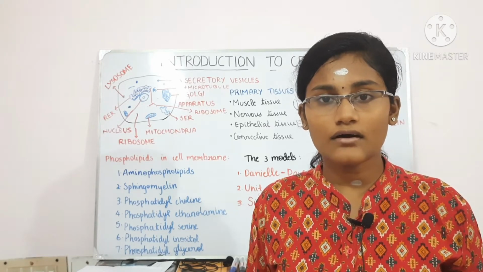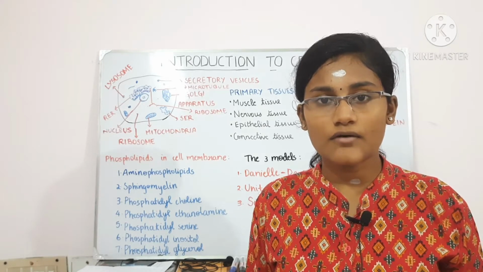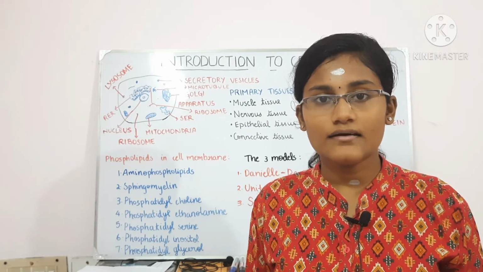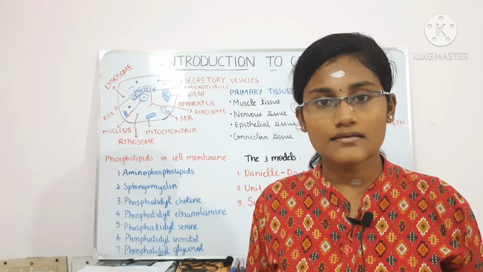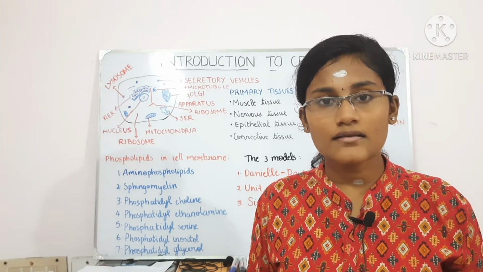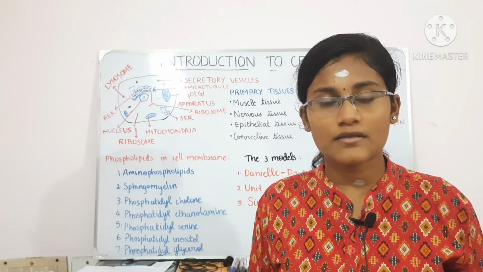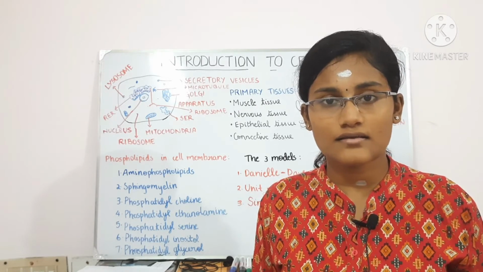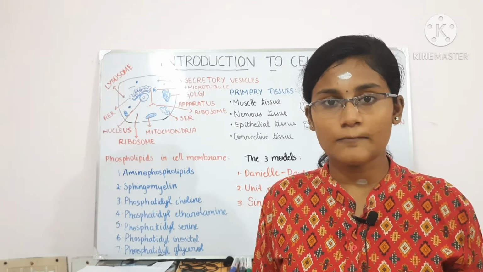Okay, and many organs function together to perform a specific activity, and this is called an organ system. Okay, and the organ system is made up of the respiratory system, circulatory system, cardiovascular system, excretory system, etc.